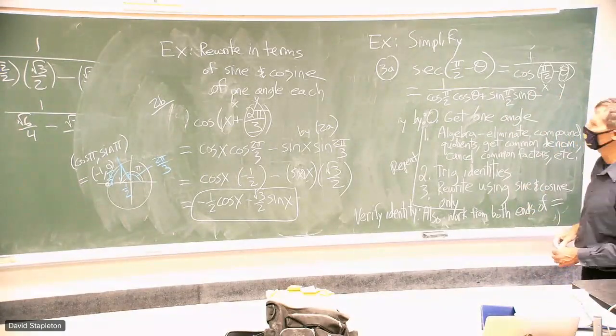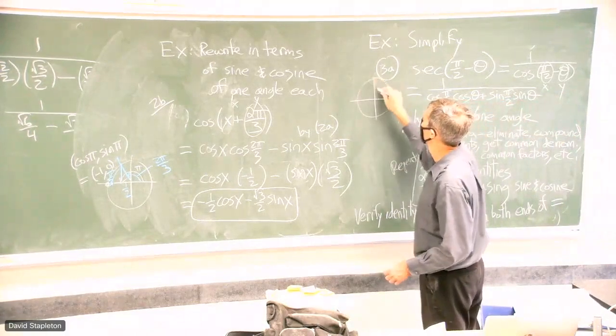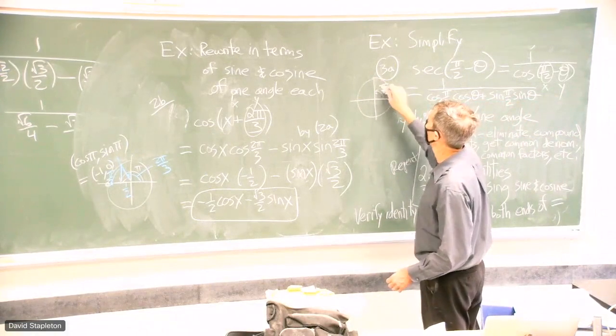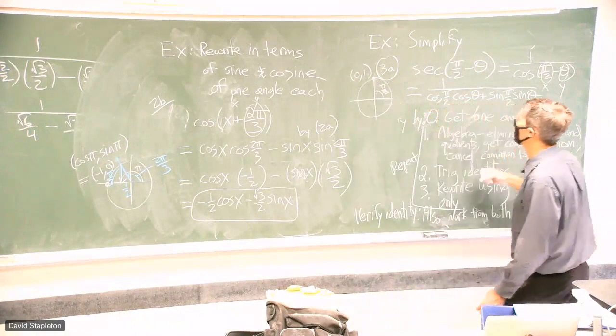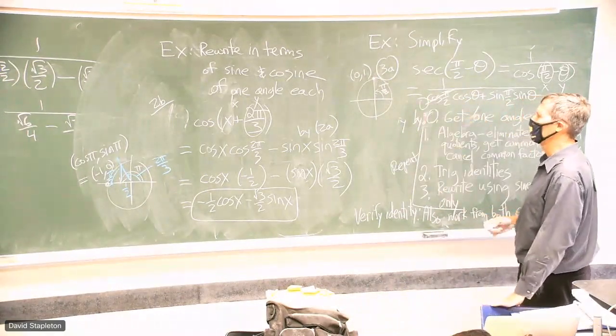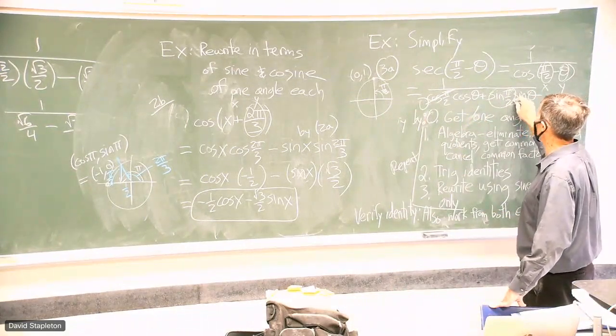And now cosine pi over 2, if you go to the unit circle, and sine pi over 2, they're easy, right? You get 0, 1, so the cosine is 0 and the sine is 1, and the cosine pi over 2 falls out. That's 0, right? And the sine pi over 2 is 1, so in some sense that falls out.